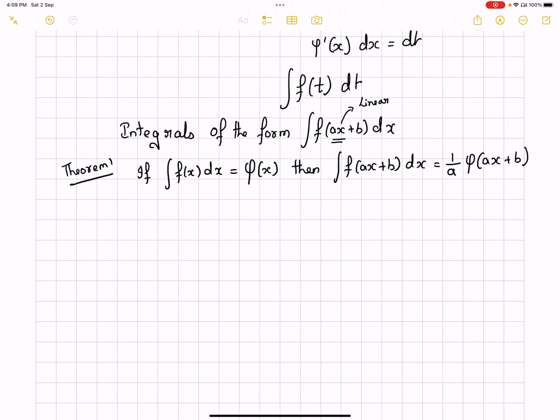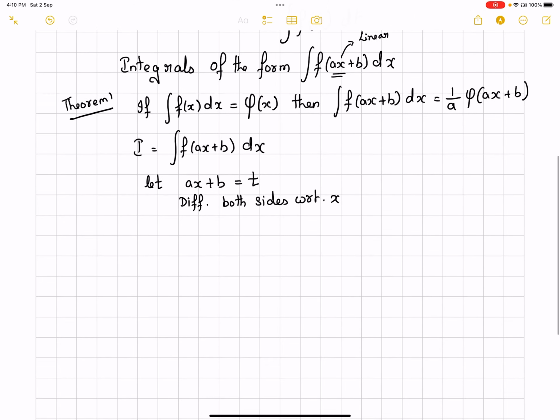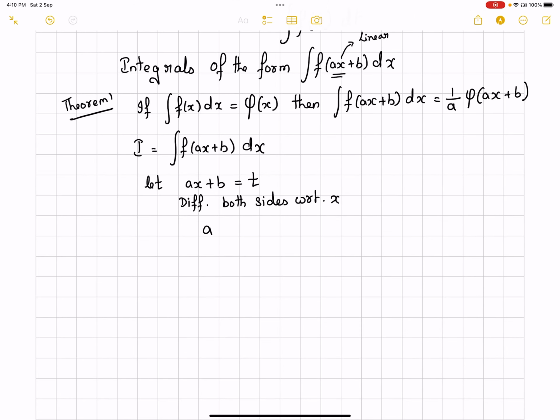Now what I'm going to do? I is equal to the integral of f of ax plus b dx. Let ax plus b be equal to t. Then when I differentiate both sides with respect to x, I get a is equal to dt by dx, which implies a dx is equal to dt.